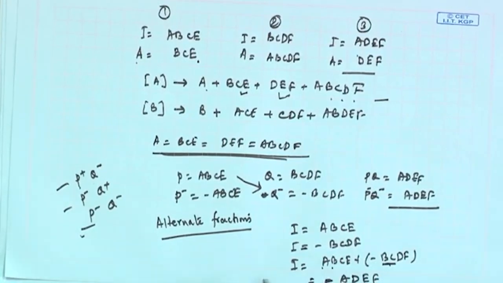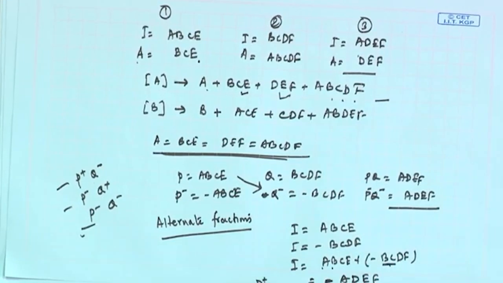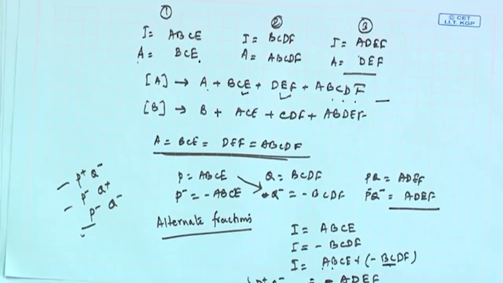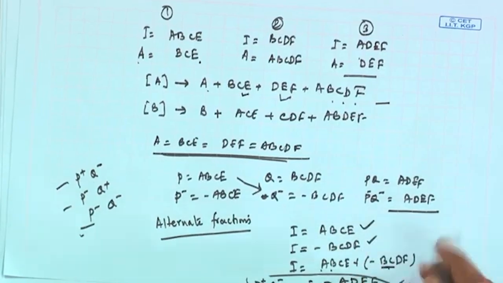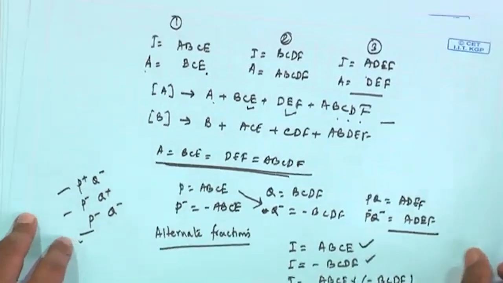So, this is basically for p plus q minus. That means for p plus q minus, the defining relation is this. Ultimately the defining relation is this, this and this, and accordingly the alias structure will change. How will the alias structure change if I go for this design?